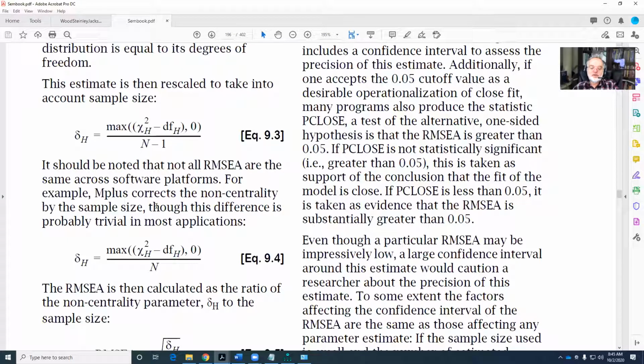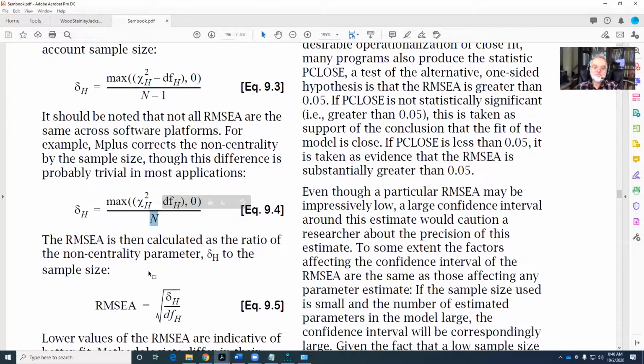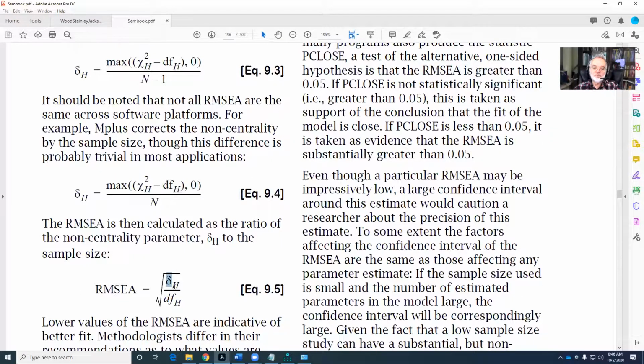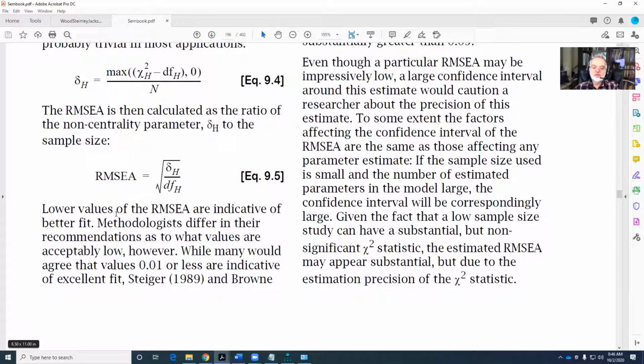One of the frustrating things about statistical software is sometimes the equations vary just a little bit, and you might find a different RMSEA number from one piece of software than another. Mplus uses a slightly different formula, dividing by n. And that gives me my delta. The final value of the RMSEA is the square root of the delta that I have up here or here, divided by its degrees of freedom, and taking the square root of that. Low values of the RMSEA are indicative of good fit.